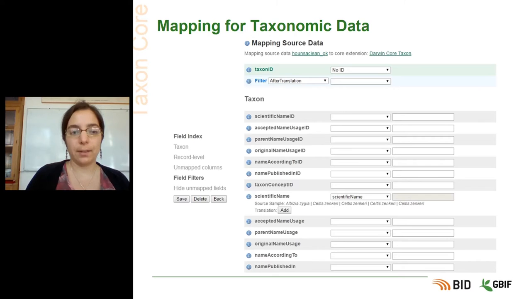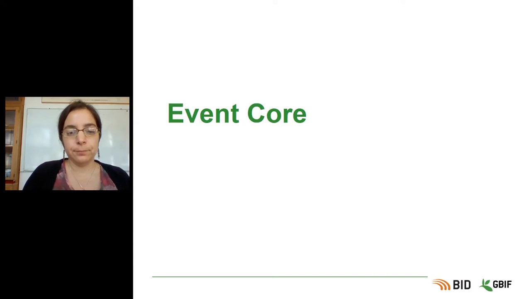And once you have selected this core, you have this kind of mapping page that appears. The fields are not exactly the same as the occurrence core, and it's made for taxonomic data and not for occurrence data. And then in the last case, if you want to share some sampling event data, you can use the event core for this kind of data.